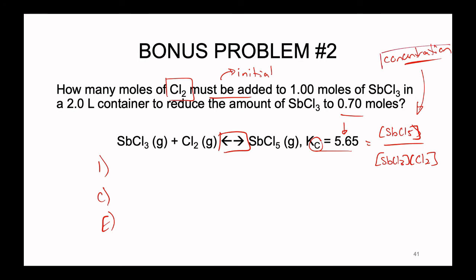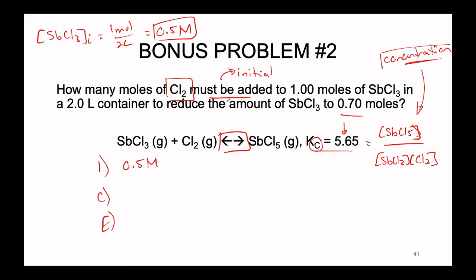So what is going to be very helpful for us is to lay out the ICE table with all of the information we have in units of concentration. So our antimony trichloride, we are told that we have 1 mole of it to start with, and it is in a 2-liter container. So the concentration of our antimony trichloride initially is going to be 1 mole divided by 2 liters, or 0.5 molar. This is the value now that we are going to enter into our ICE table down below. All right, so we have a 0.5 molar concentration for the antimony trichloride.